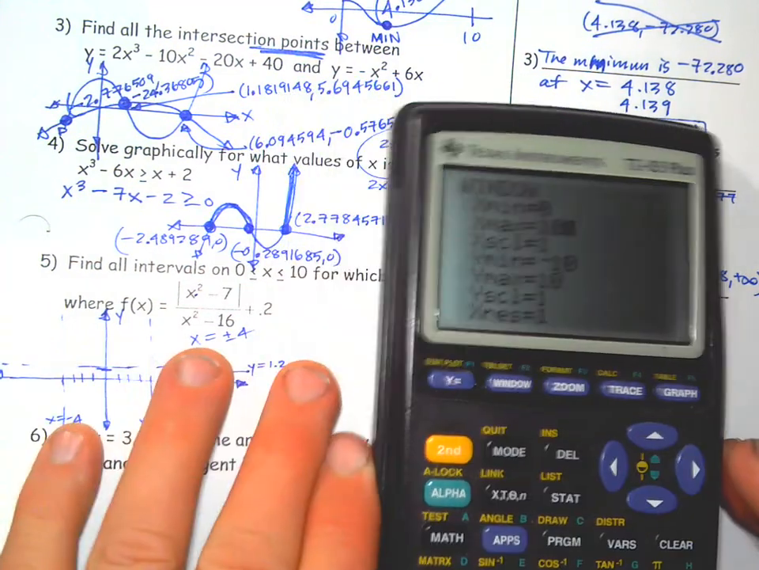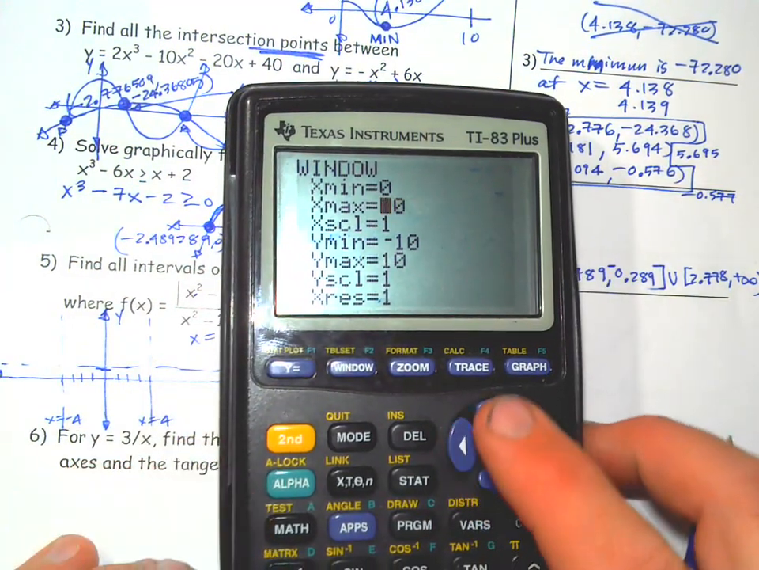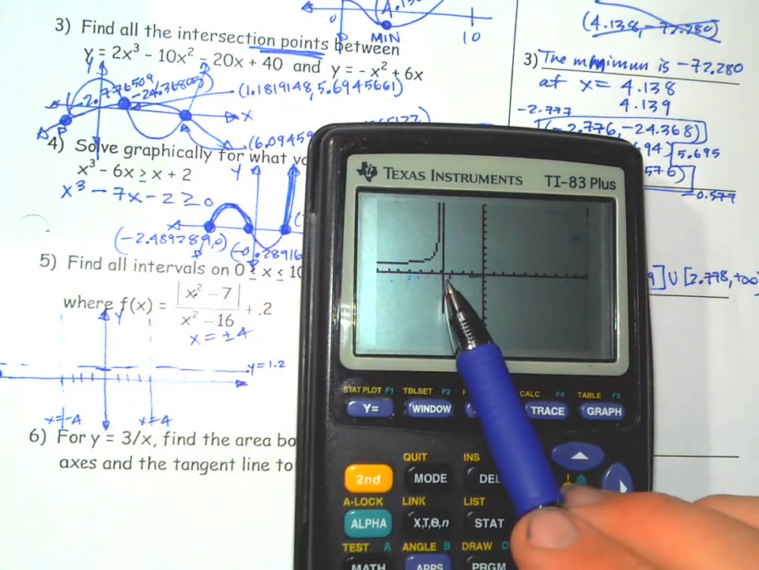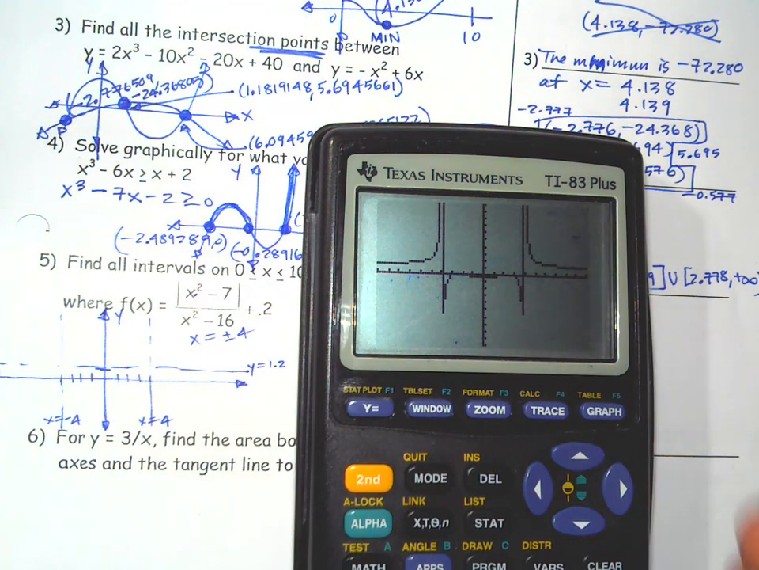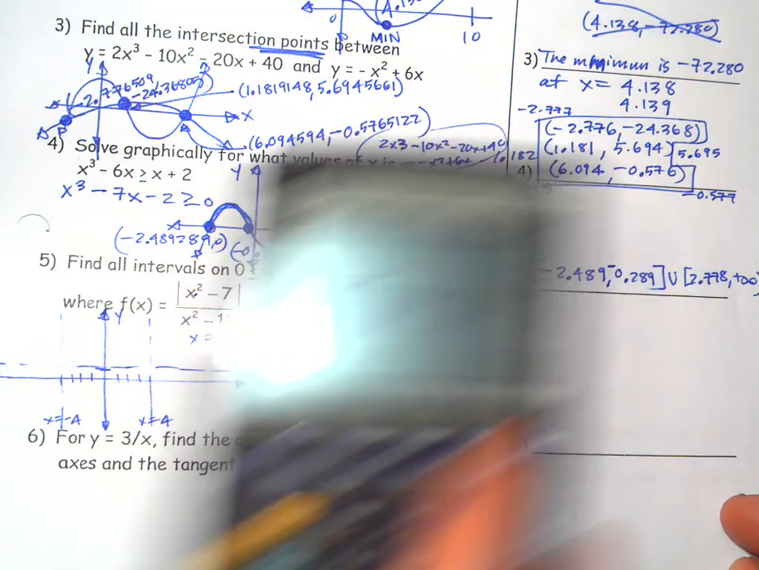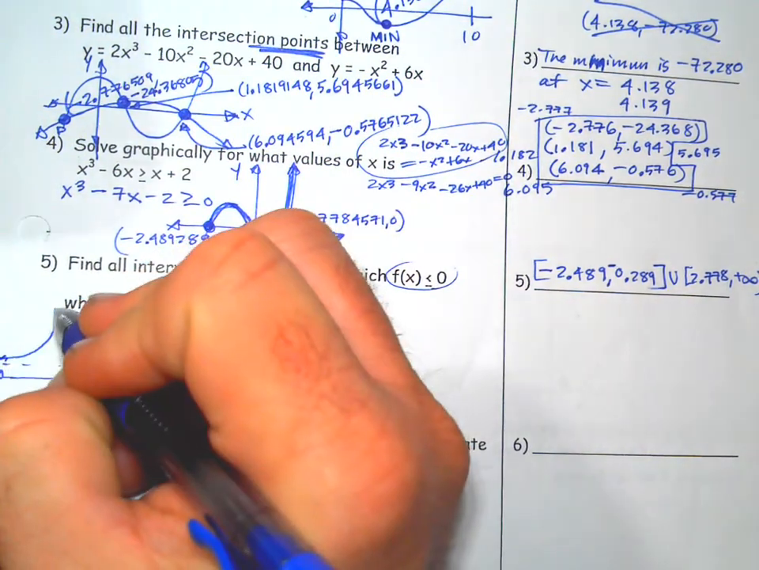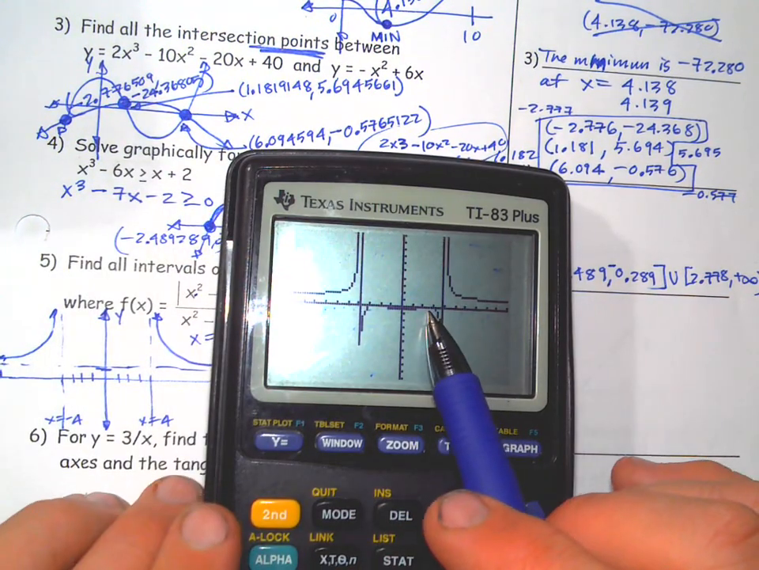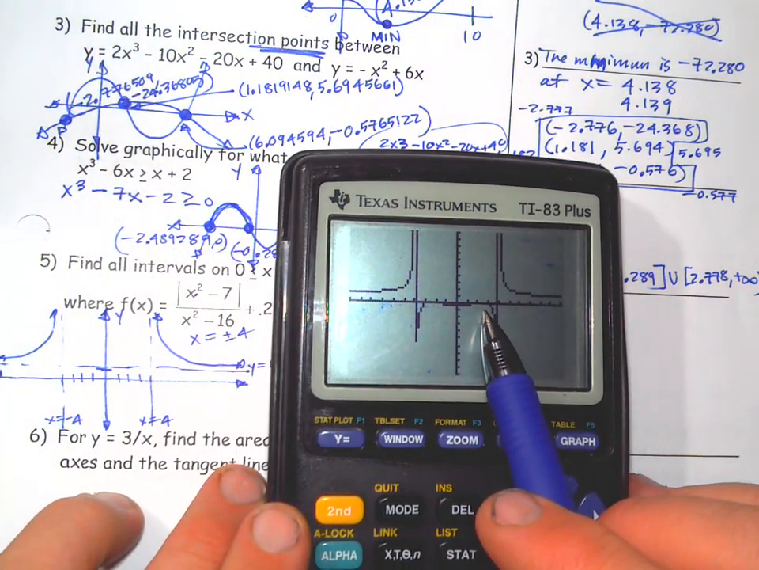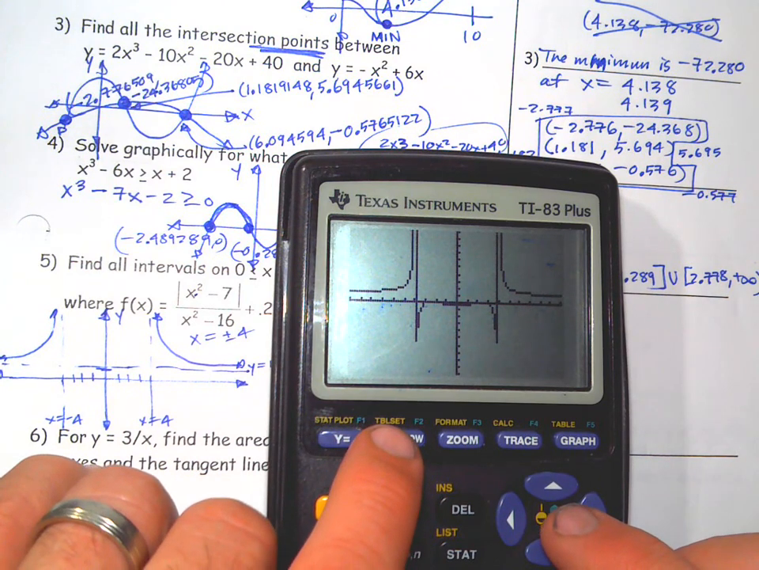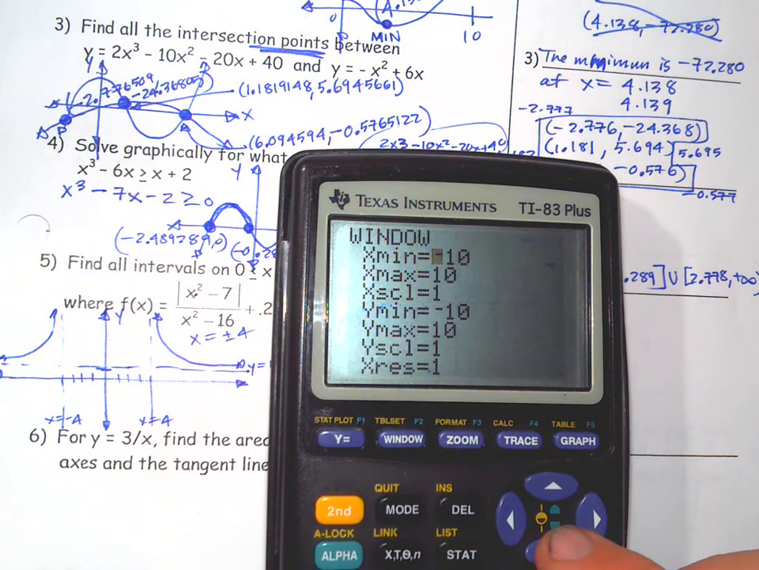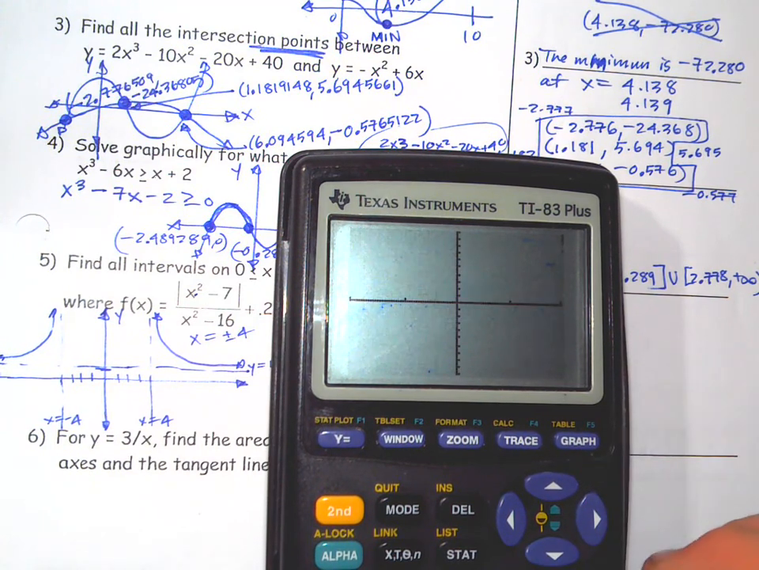Now, maybe I want to see the whole graph just to see this other stuff. So I'm going to start with negative 10 to 10, the standard window. So boom, vertical asymptote, boom, vertical asymptote. Totally predictable. Now, what we need to watch out for is what is going on here? Does it touch the x-axis? Does it cross it a little bit? So I think we want to see a little closer to that. So we could try a window of negative 2 to 2.